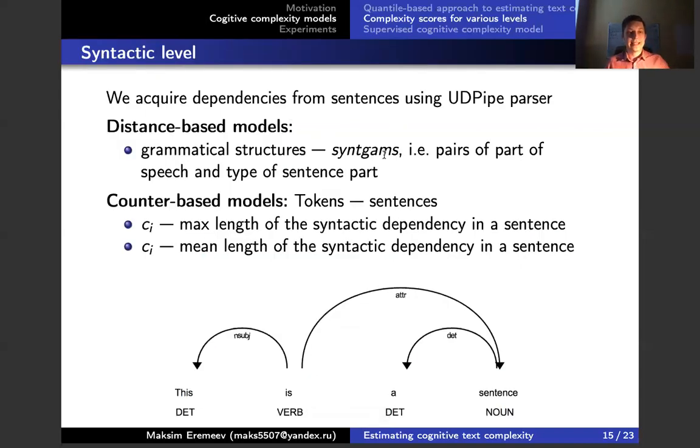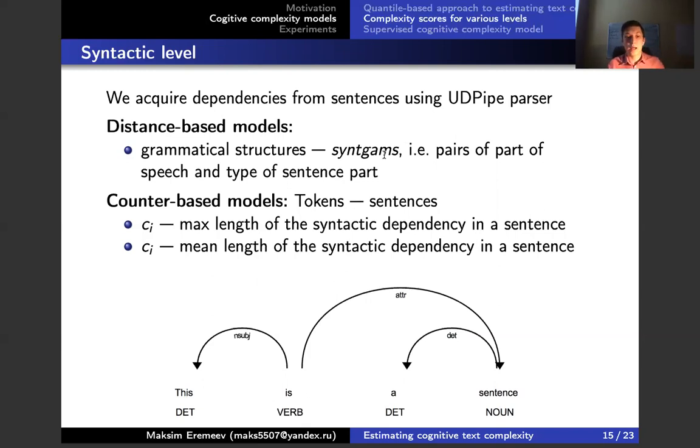Okay, so moving forward, the syntactic level features two models. We use UDPipe to acquire part of speech tags and dependency trees for the sentences. The distance-based model cannot be built on sentences as tokens, because the alphabet of sentences is huge, and the distributions we can acquire are completely not precise. So we introduce syngrams, which are pairs of a part of speech tag and a type of sentence part. For instance, it can be a syngram of a noun and subject. Their vocabulary is not that large, and so a distance-based model is applicable.